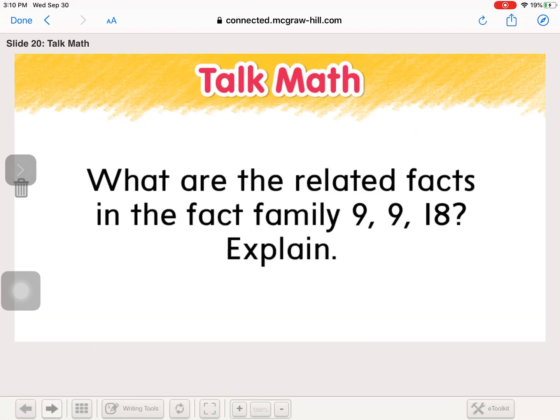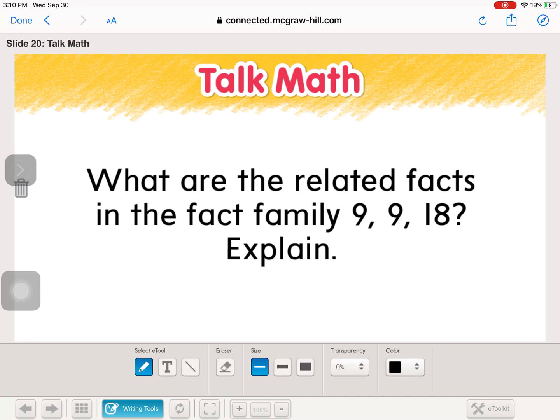So what are the related facts in the family 9, 9, and 18? This is an interesting one because it's a doubles, and when it's a doubles, we don't really need to switch our parts around because it's going to be the same. So there's only two related facts when it's a doubles, and that would be 9 plus 9 equals 18. No need to switch the parts, right, because it's still going to be 9 plus 9. And same thing for subtraction. 18 minus 9 equals 9. No need to switch parts again, right, because it would still look the same.